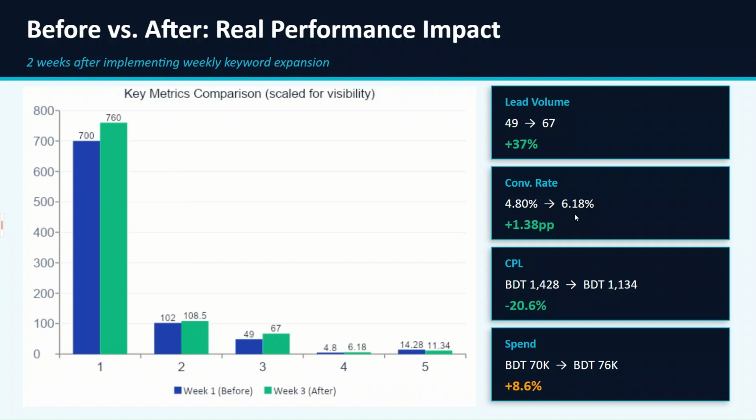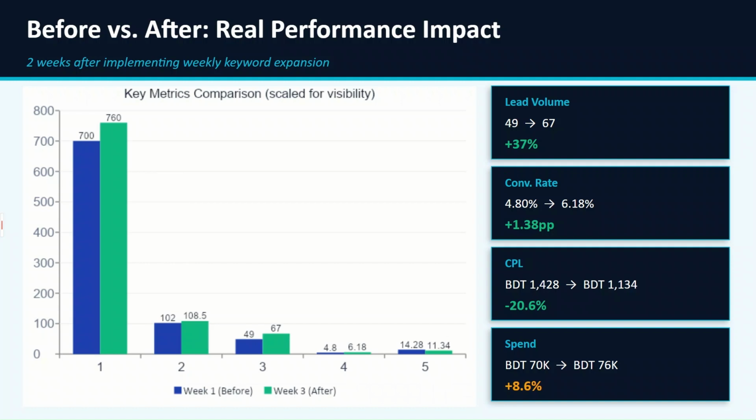Just imagine. And the cost per lead went from 1,428 to 1,134, a 20% improvement, just by adding keyword opportunities. So this is what smart keyword expansion looks like. You spend a little more, but you get a lot more leads at a lower cost. So that is scalable growth.